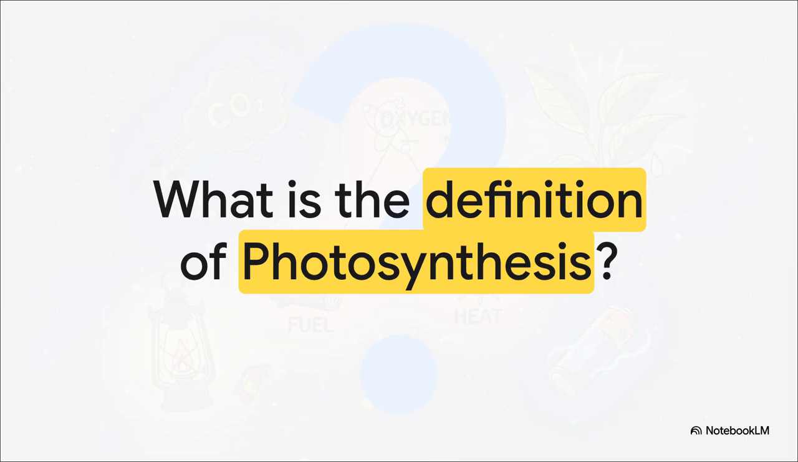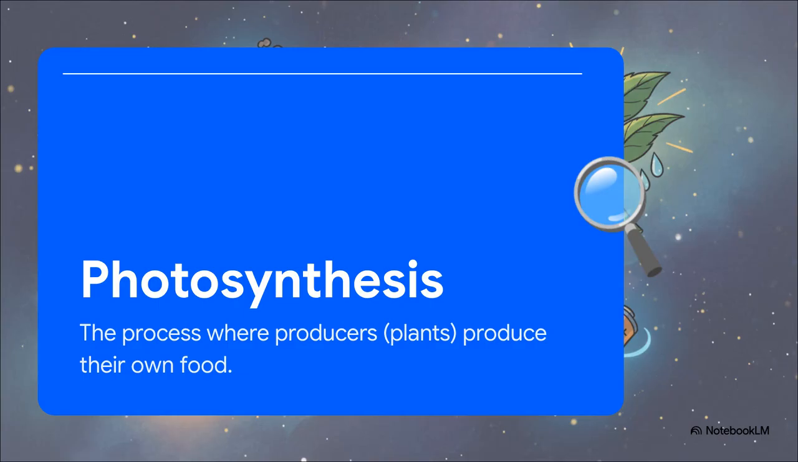Can you remember what it means? It's a super cool process that plants do. What is it? And there you have it. Photosynthesis is the process where producers, which is just a science word for plants, make their own food. How cool is that? They just use sunlight, water, and air to cook up their own lunch.